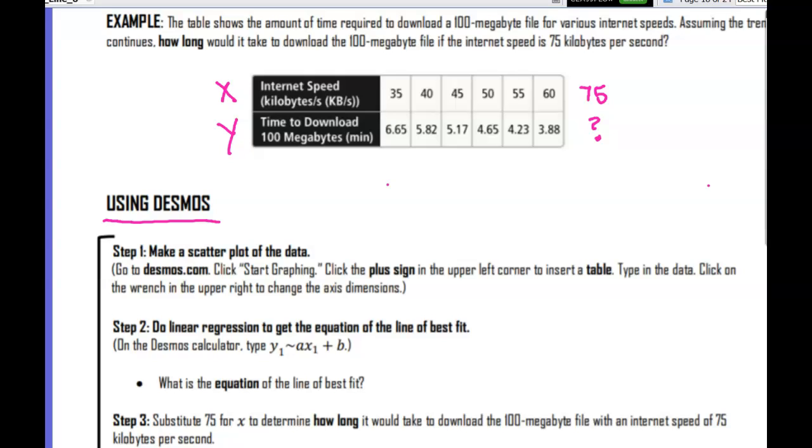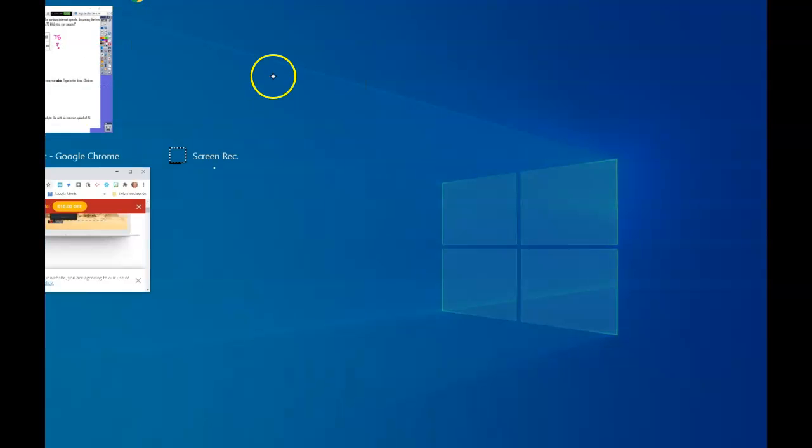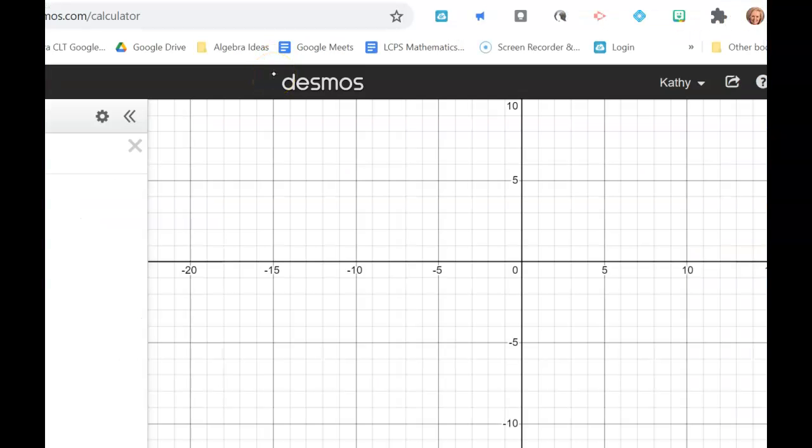The first thing we want to do is use Desmos to make a scatter plot of the information. So let me pull up Desmos for you right here. Here we have Desmos. I'm going to make it a little bit smaller to have it fit in the window for you.